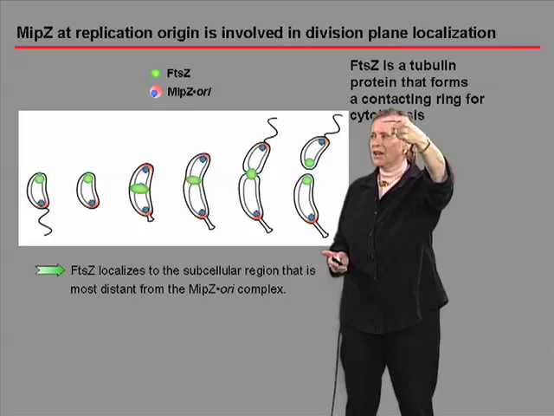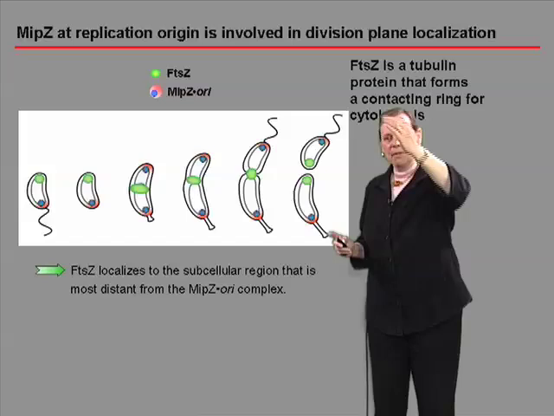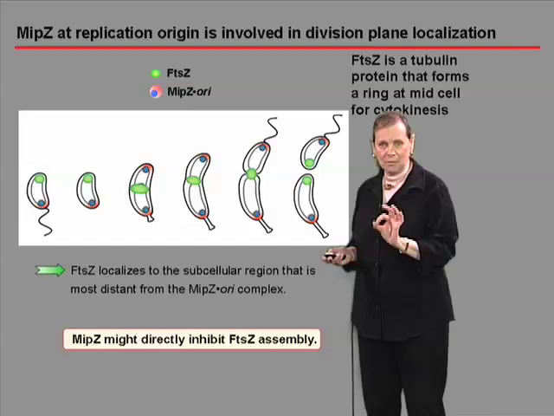And when the origin with its MipZ moves to the other part of the cell, then the FtsZ monomers go to mid-cell. So the question that we're faced with is, might MipZ directly inhibit FtsZ assembly at the correct cell site? So here's what this thing looks like.